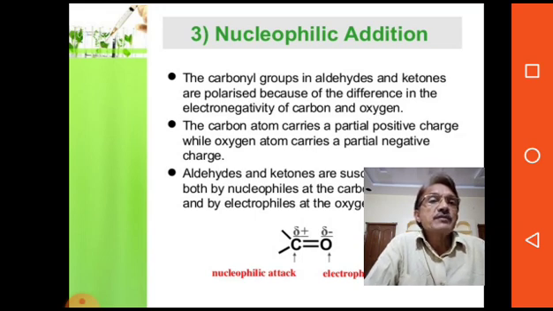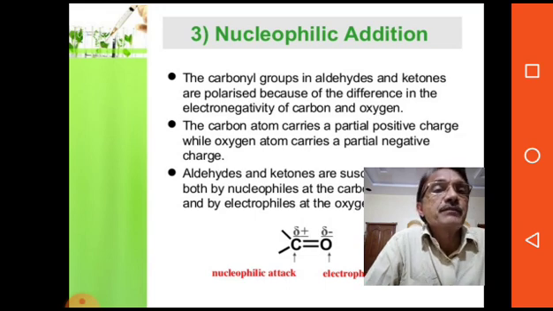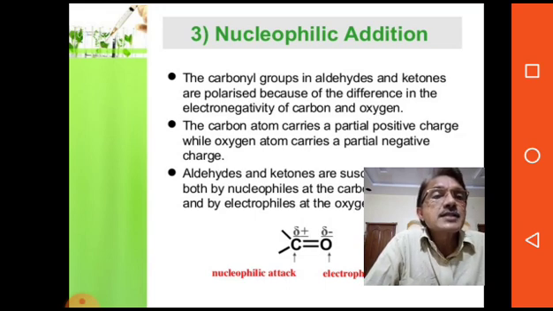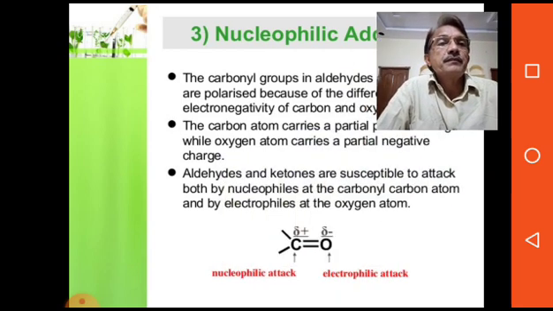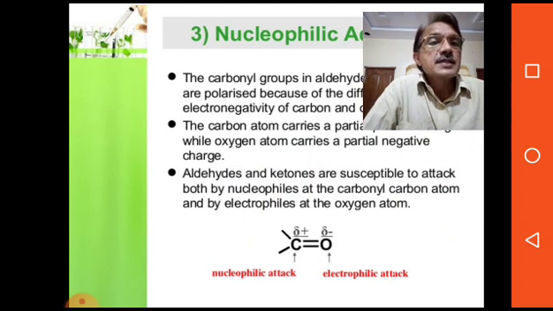Nucleophilic addition reaction. The carbonyl groups in aldehydes and ketones are polarized because of the difference in the electronegativity of carbon and oxygen. The carbon atom carries a partial positive charge, while the oxygen atom carries a partial negative charge. Aldehydes and ketones are susceptible to attack both by nucleophiles at the carbonyl carbon atom and by electrophiles at the oxygen atom.